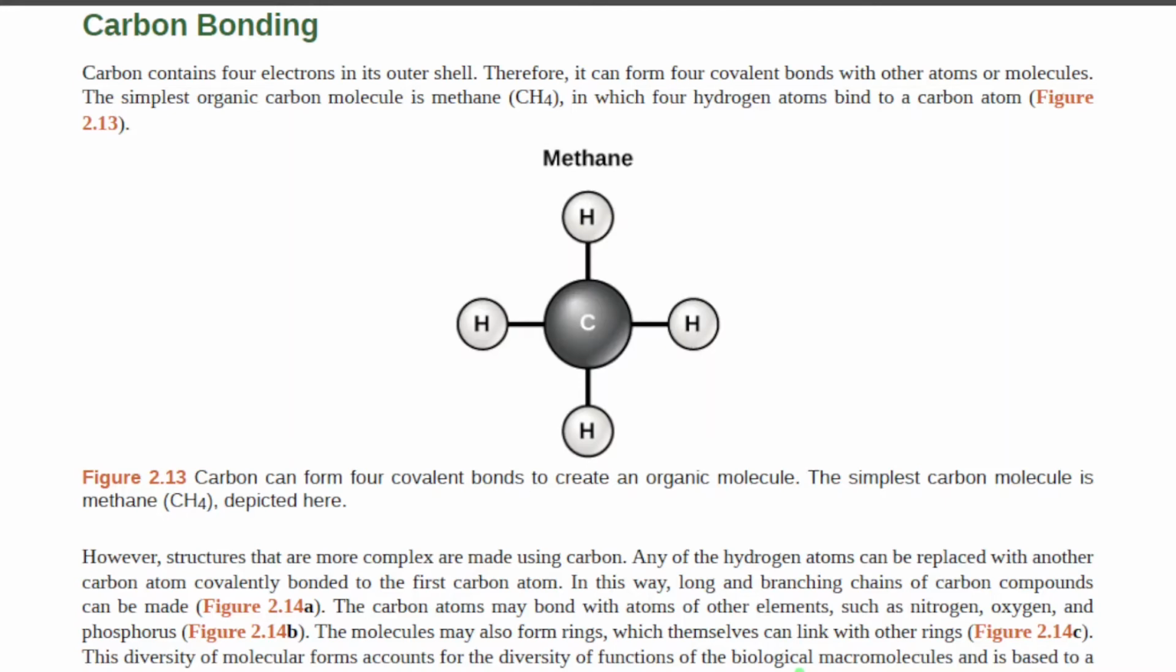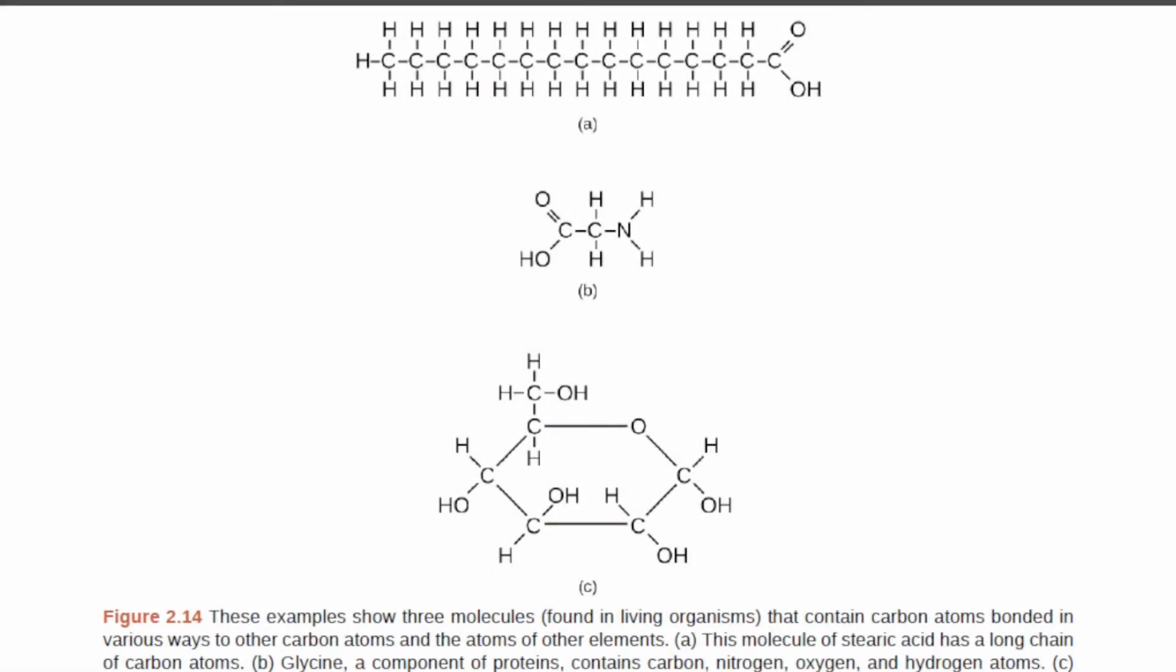This diversity of molecular forms accounts for the diversity of functions of the biological macromolecules and is based to a large degree on the ability of carbon to form multiple bonds with itself and other atoms. Figure 2.14. These examples show 3 molecules found in living organisms that contain carbon atoms bonded in various ways to other carbon atoms and the atoms of other elements.